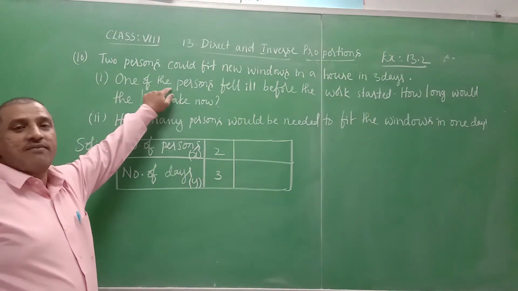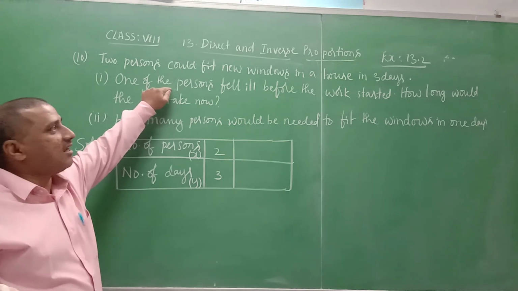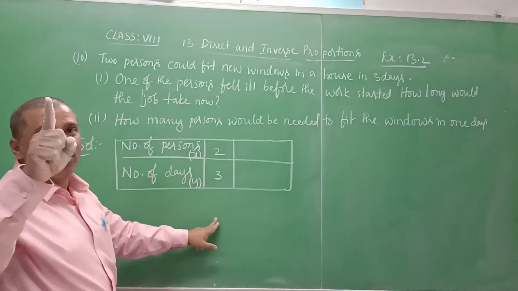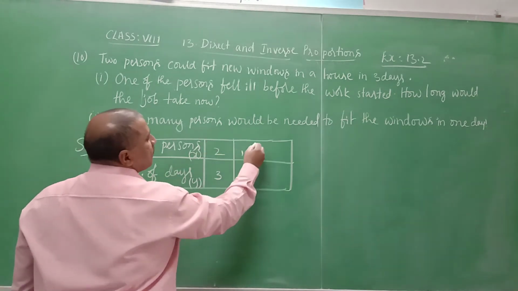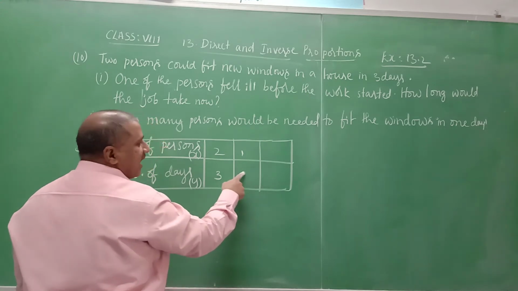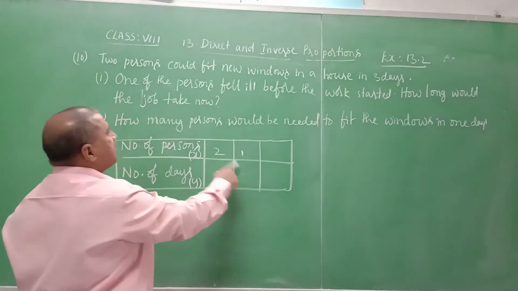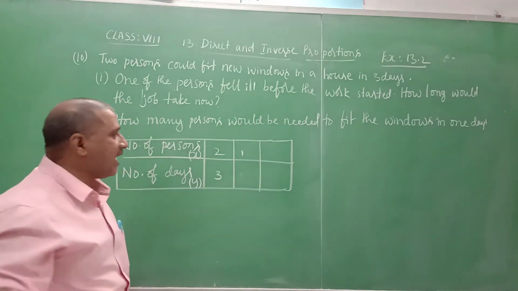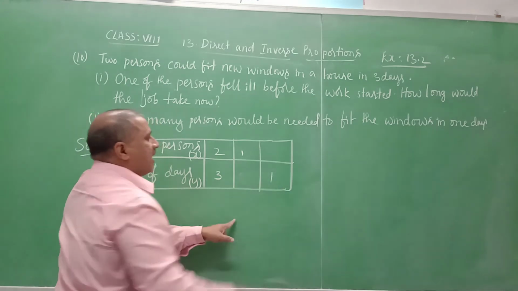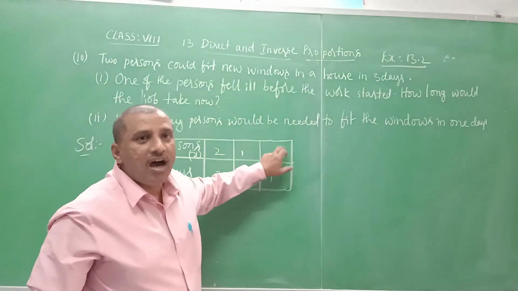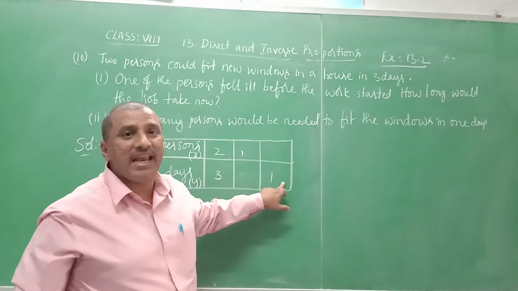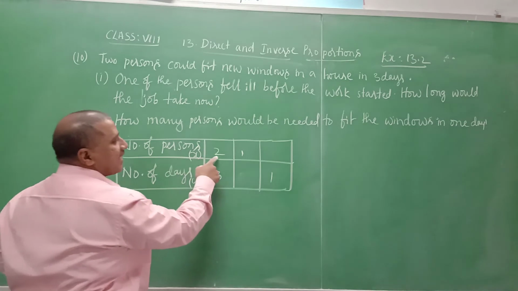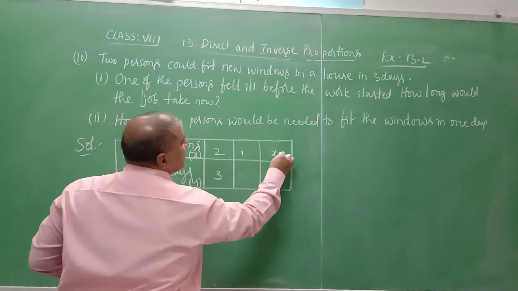Now 1 person fell ill, means he is not feeling well before the work started. How many people will work for the same job? It is only 1. So if 1 person works, how much time will he take to finish the work? The second case, how many persons would be needed to fit the window in 1 day? If the same work is to be done in 1 day, how many people are required? So here, x values are representing number of persons, x1, x2 and this is x3.